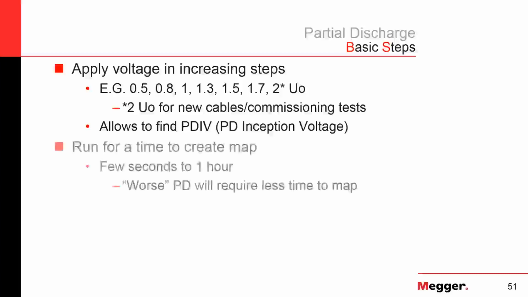And typically for aged cables, we like to go to 1.7 times rated. And for new cables, we like to go to 2 times rated.